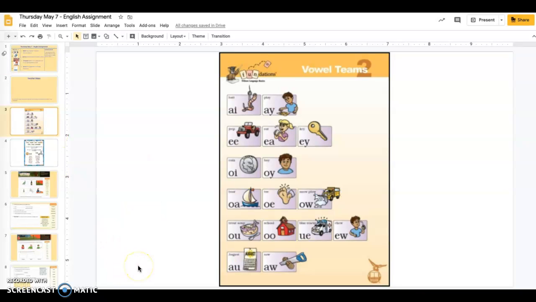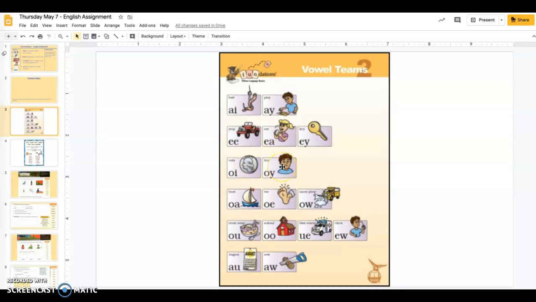We've learned about many vowel teams throughout the year. Remember, a vowel team is when two vowels, A, E, I, O, U, and sometimes Y, stick together to make one sound. Let's review the vowel teams now. AI and AY are vowel teams that both make the long sound A. Some other vowel teams we have learned are EE, EA, and EY that make the long E sound, E.